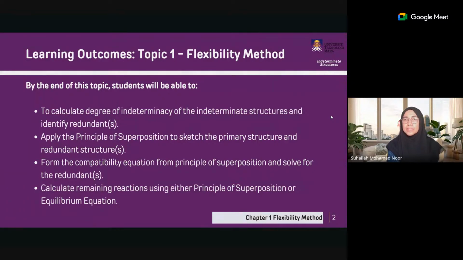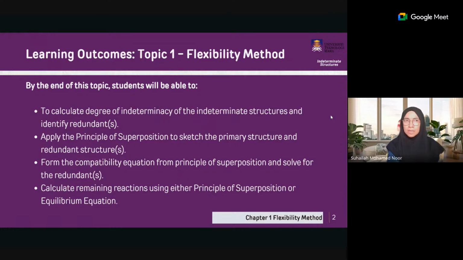Okay, the redundant will be determined by applying the principle of superposition. The principle of superposition is what you will be learning in the next 1 hour session. We focus on the student learning outcome, as I mentioned to you in the next class. So always begin with the end in mind, means that we have to understand the outcome, the objective, the destination, the goal.